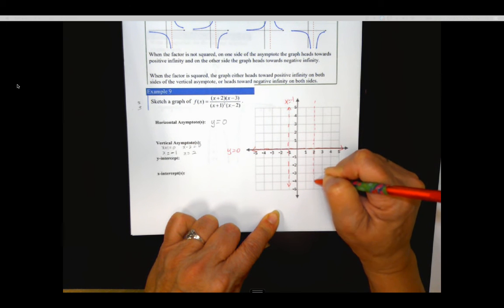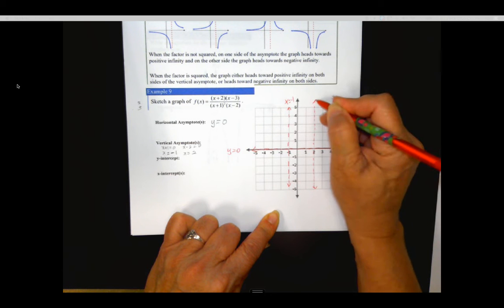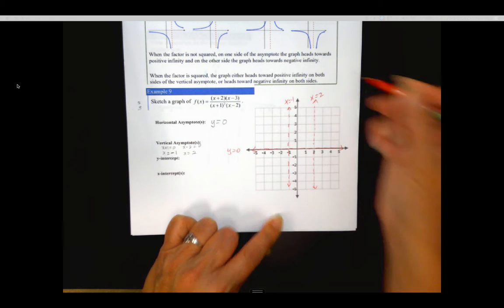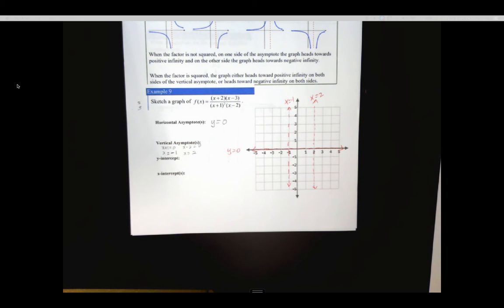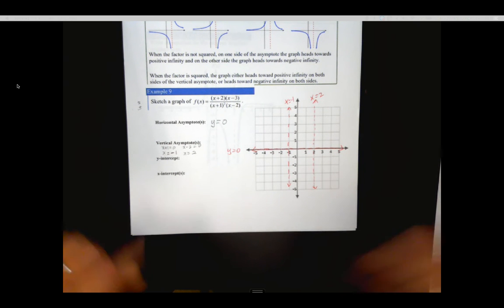So I know x equals 2 is my other. That's the other place that x cannot be equal to, because that would make the denominator equal to 0. So we want to be careful with that.